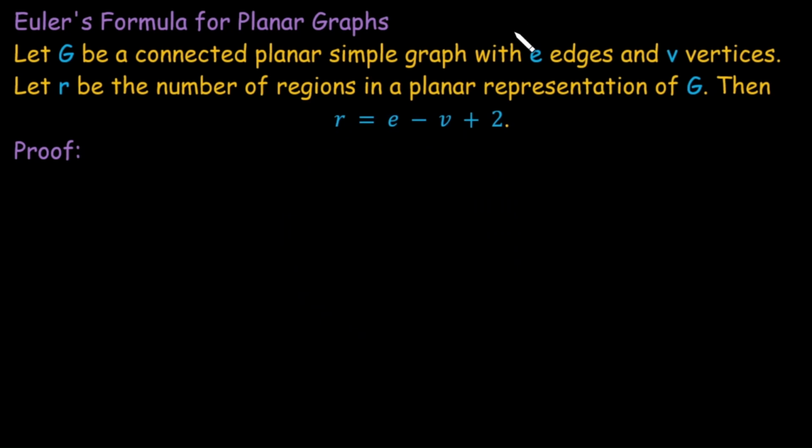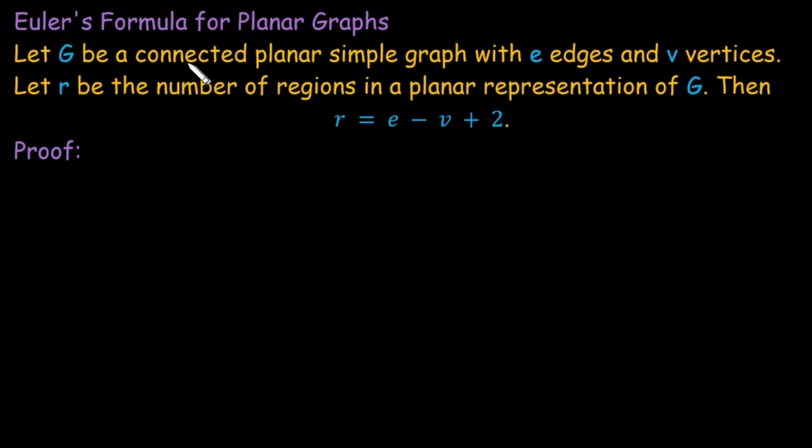In this video, we are going to learn how to prove Euler's formula for the planar graph. It states that suppose G is a connected planar simple graph with total number of edges E and vertices V. Let's suppose R is defined as the number of regions in a planar representation of G, then the total number of regions is calculated as the number of edges in a graph minus the number of vertices in a graph plus 2. So we need to prove this statement is true for every planar connected simple graph.